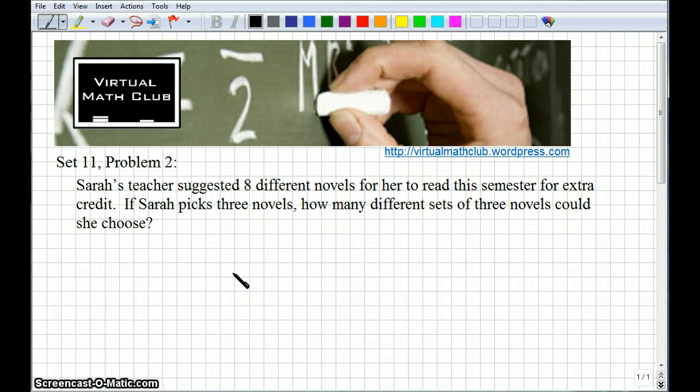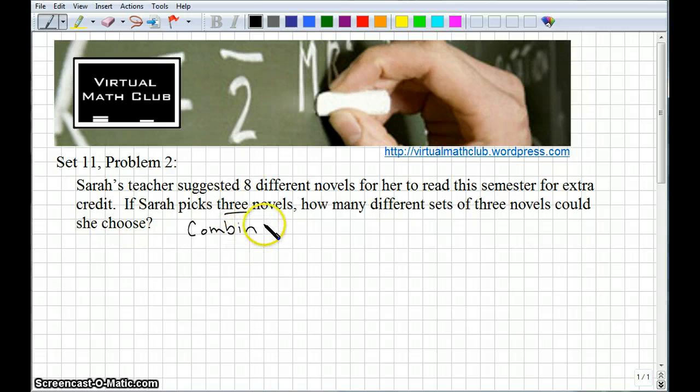Problem number 2. Sarah's teacher suggested 8 different novels for her to read this semester for extra credit. If Sarah picks 3 novels, how many different sets of 3 novels could she choose? So this is a pretty classic combinations problem.